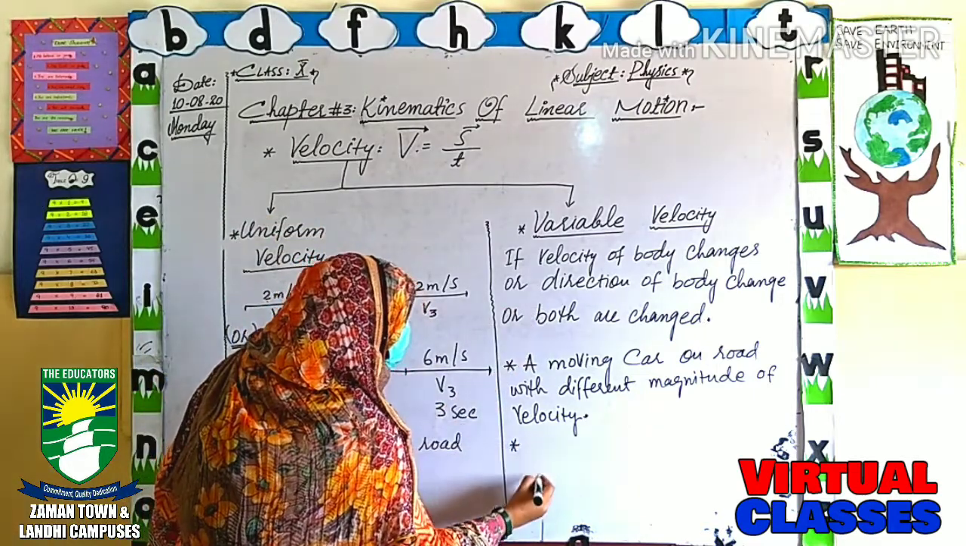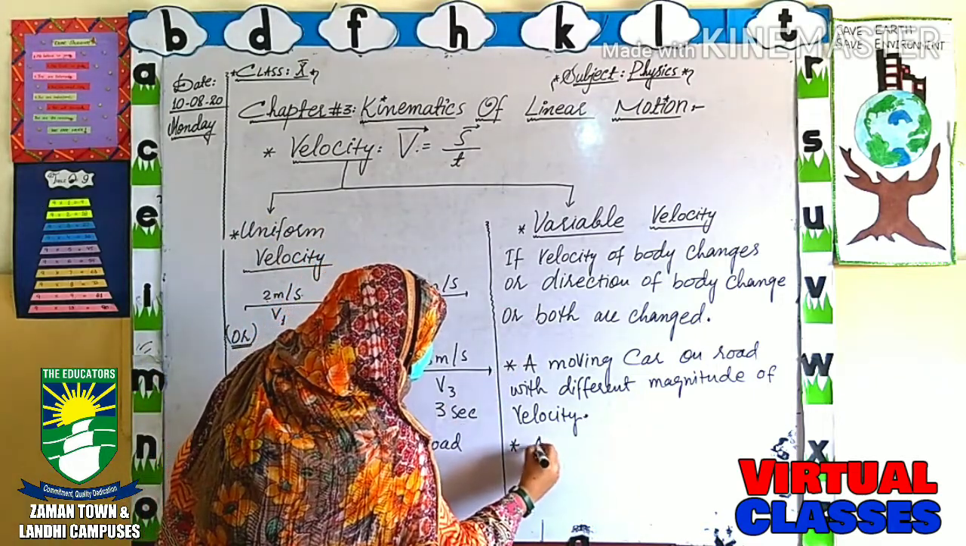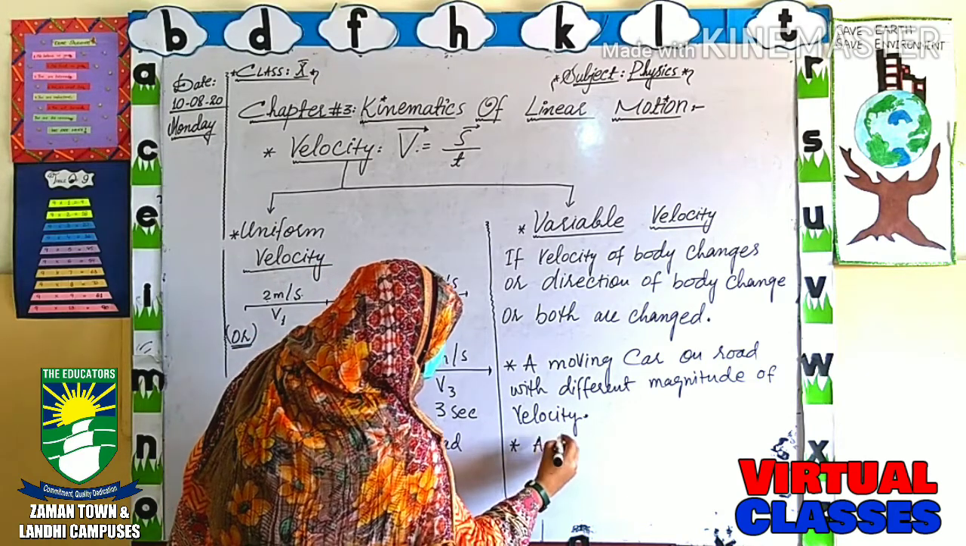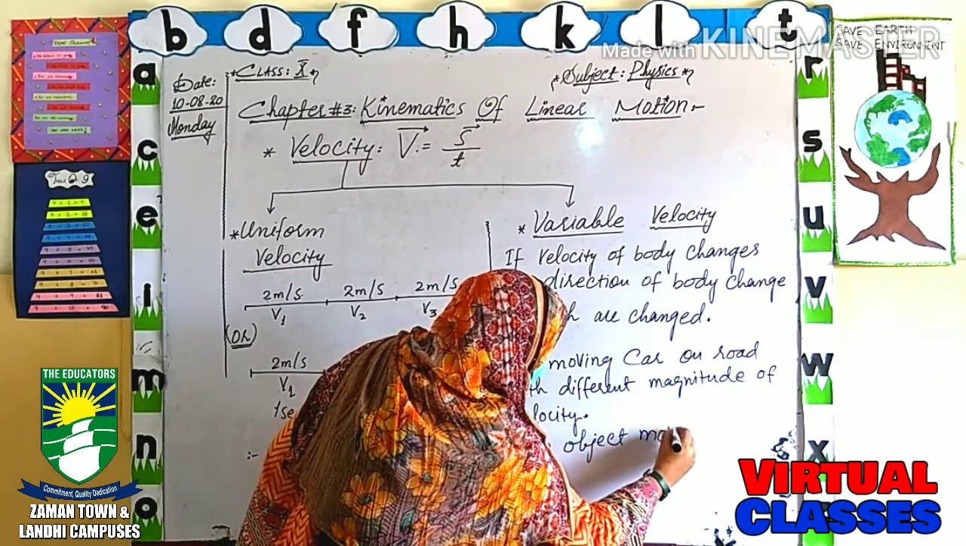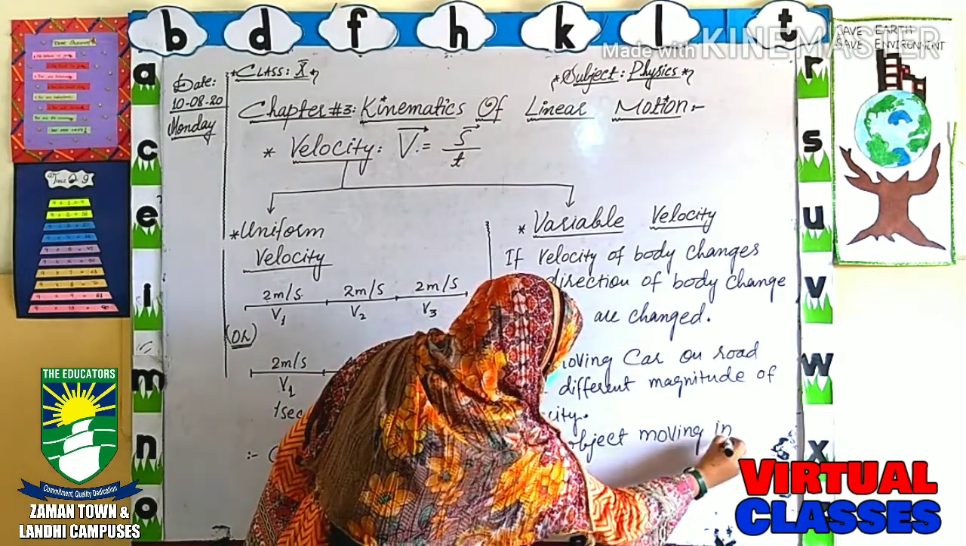Second example of variable velocity is an object moving in a circular path.